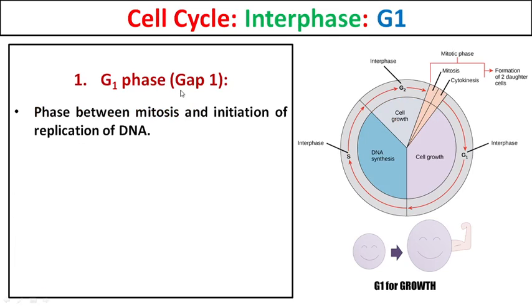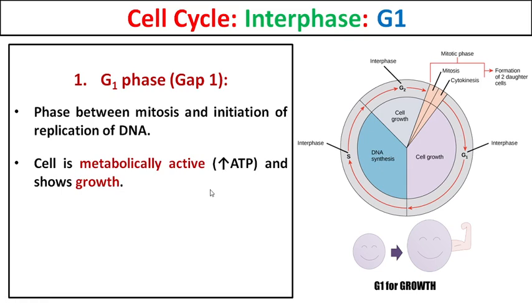G1 phase is also known as gap 1. The name comes from gap 1, or you can also call it growth phase. That is why you always remember G1 is for growth. This is the phase between mitosis and initiation of replication of DNA. So, some mother cell might have divided and given rise to this daughter cell. Now, before this daughter cell itself can divide, it needs to grow, right? So this interphase phase is between one mitosis and the DNA synthesis, this G1 phase.